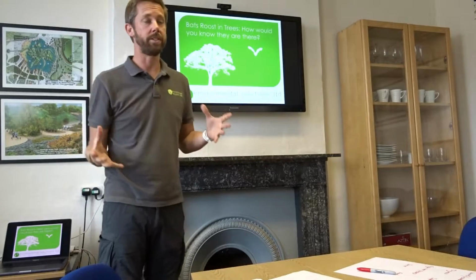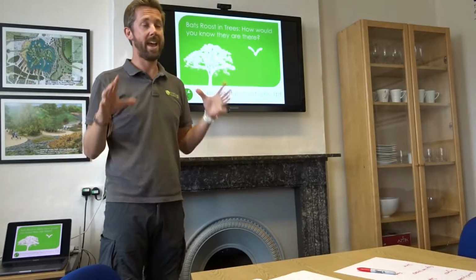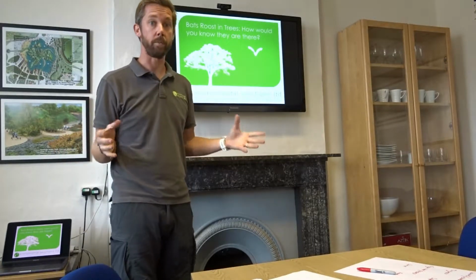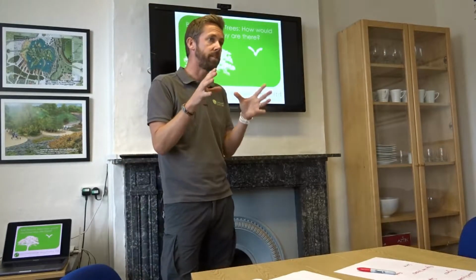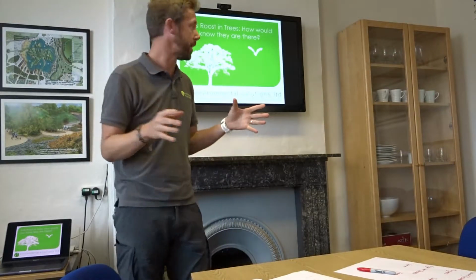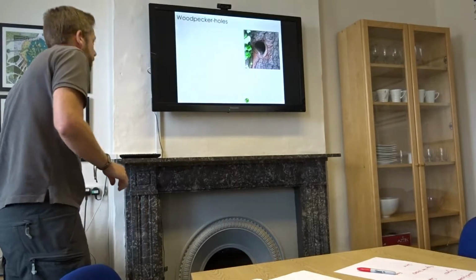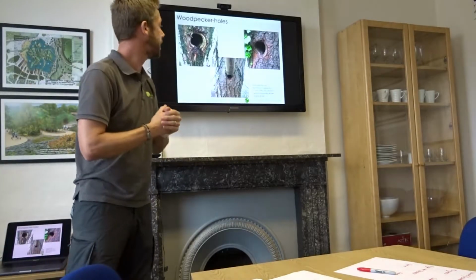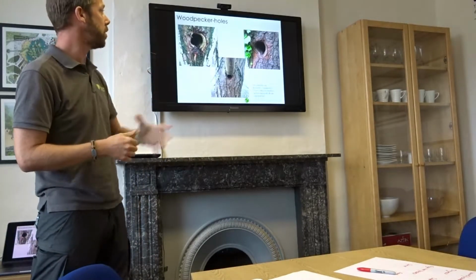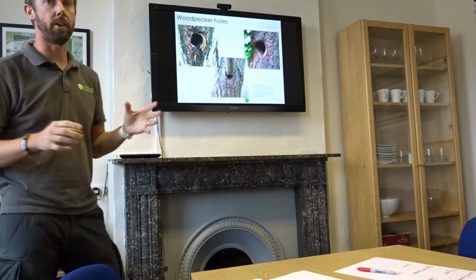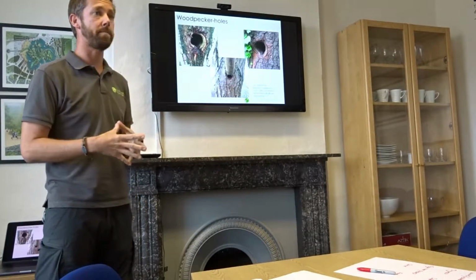Now, if we look at the types of features, there are quite a lot. I haven't got time to go through them all today, so we'll look at the key features, the ones that are most useful for bats. Okay, so we're going to start the slideshow. We look at woodpecker holes. Woodpecker holes are a classic location where you get bats in.